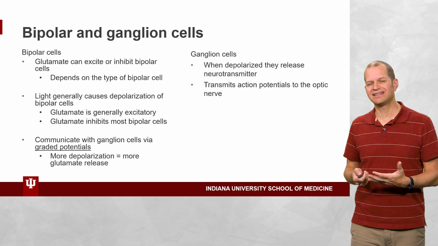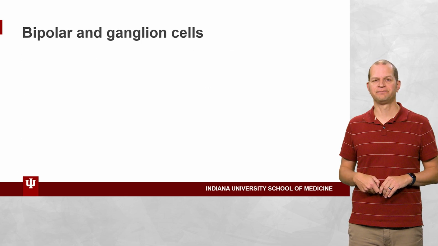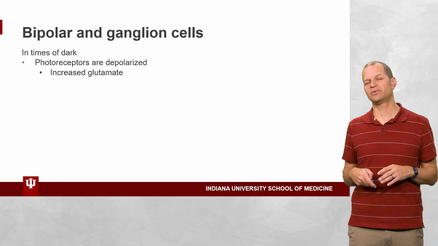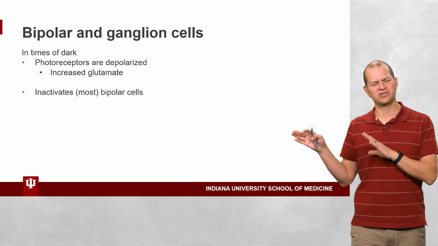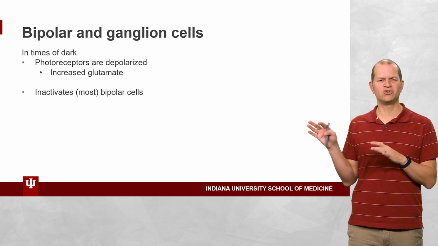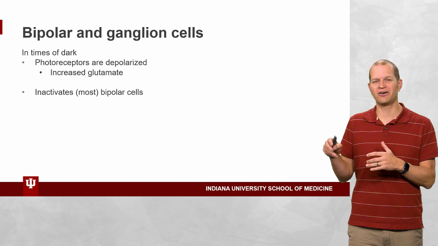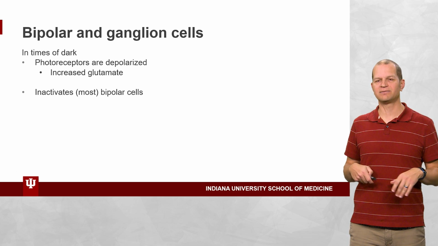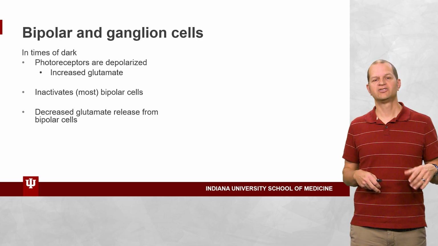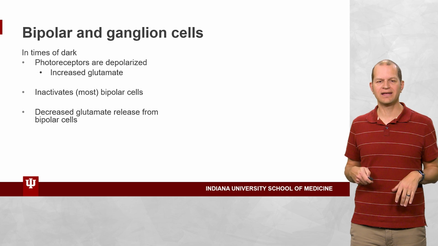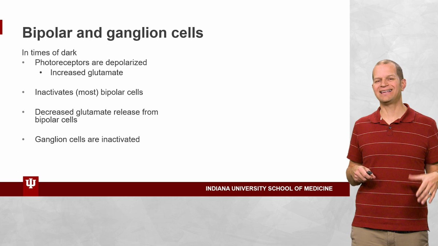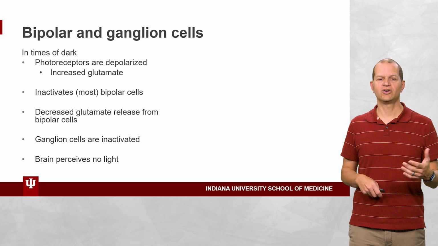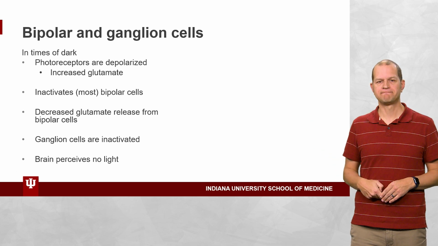And so these ganglion cells are activated when it's light. So when it's dark, photoreceptors are depolarized, so they release more glutamate. So your parents show up, so you don't want to hang out with your significant other or do whatever it is that you want to do when your parents aren't around. Okay, so as a result, this glutamate inactivates most bipolar cells. So they release less glutamate, which means the ganglion cells aren't activated because they're not getting the signal to do their job. And so your brain goes, nothing to see here.